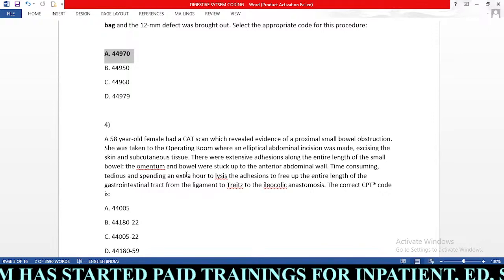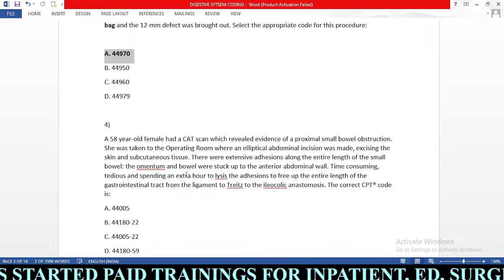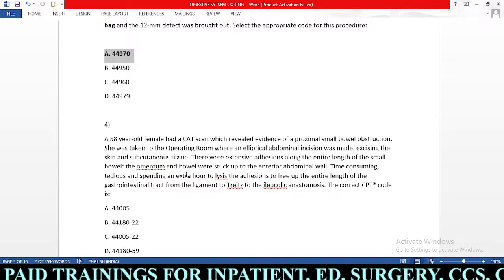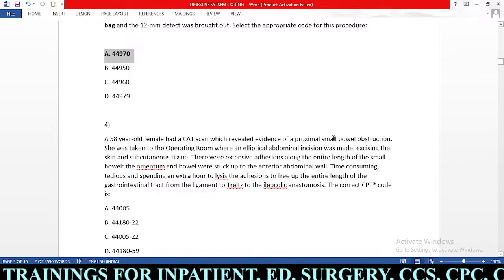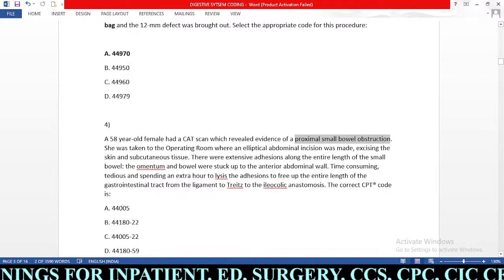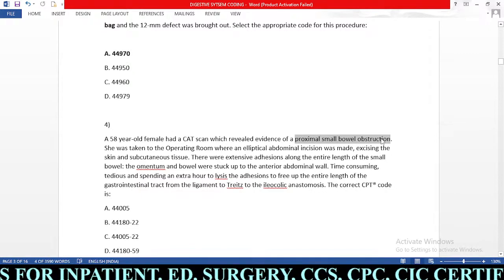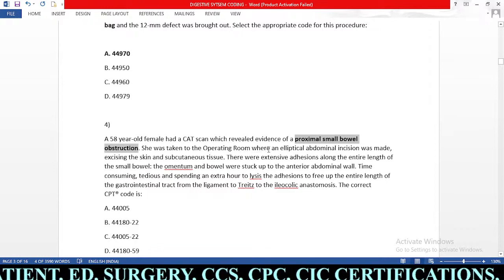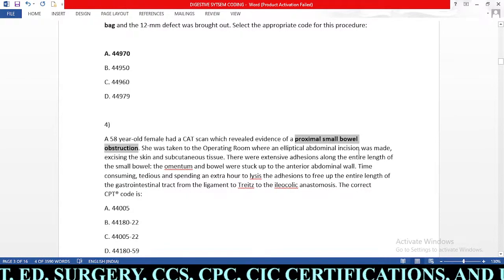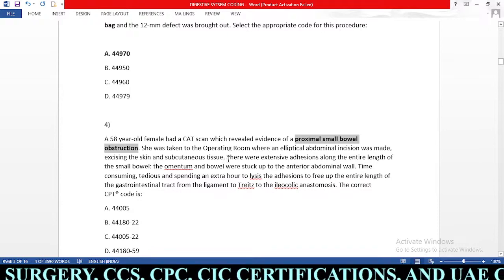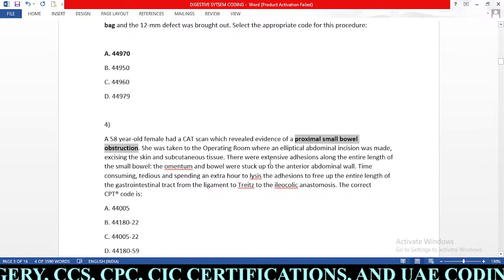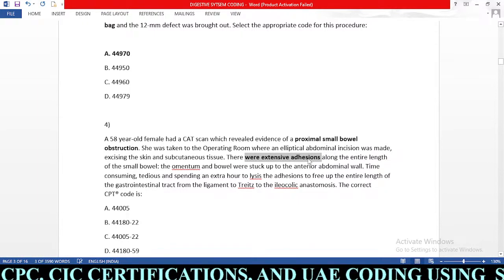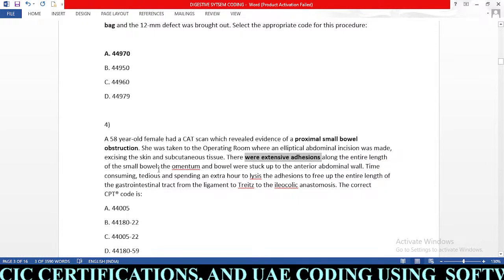So now we will discuss the answer. A 58-year-old female had a CAT scan which revealed evidence of proximal small bowel obstruction. As we discussed previously, diagnosis is very important for any procedure. So she was taken to the operating room where an elliptical abdominal incision was made, excising the skin and subcutaneous tissue. There were extensive adhesions. So extensive is the keyword here, along the entire length of the small bowel.